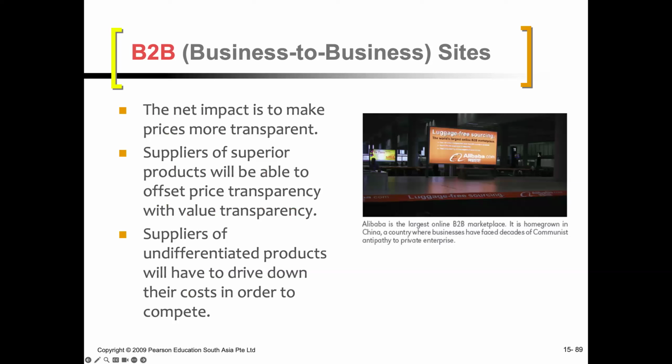The net impact is to make prices more transparent, and the suppliers of superior products will be able to offset price transparency with value transparency. So suppliers of undifferentiated products will have to drive down their costs in order to compete.